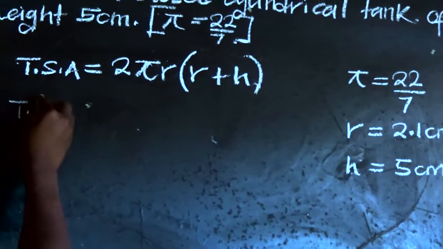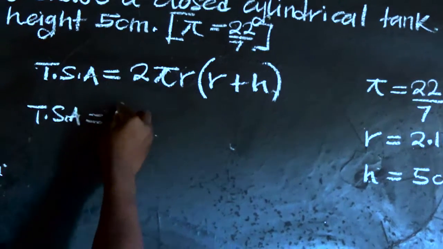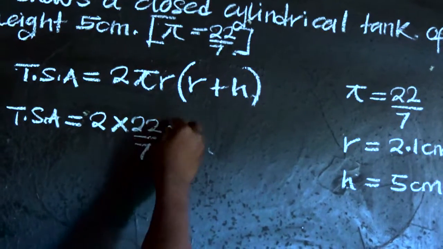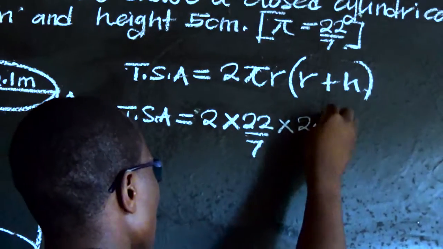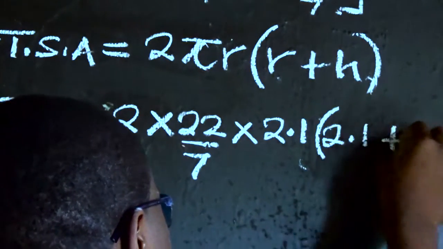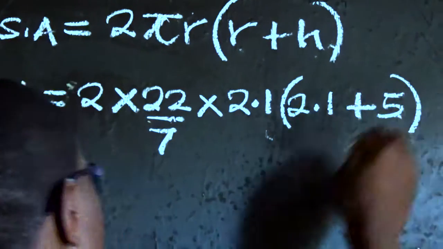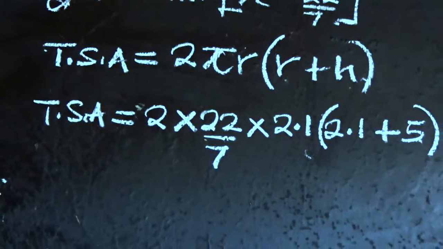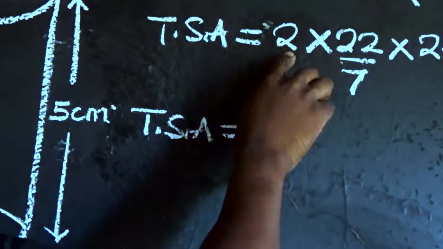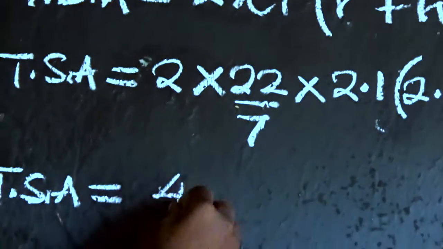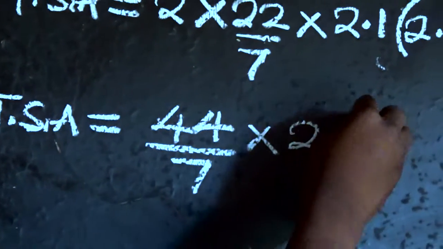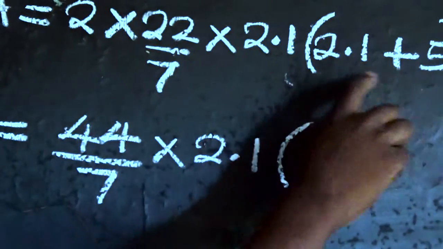So total surface area is equal to 2 multiplied by pi, which is 22/7, multiplied by 2.1, which is the radius, open brackets, the radius again, 2.1, plus our height, which is 5 centimeters. So we move on and say total surface area is equal to 2 times 22, you get 44/7 multiplied by 2.1. Then you can add what is in the brackets.